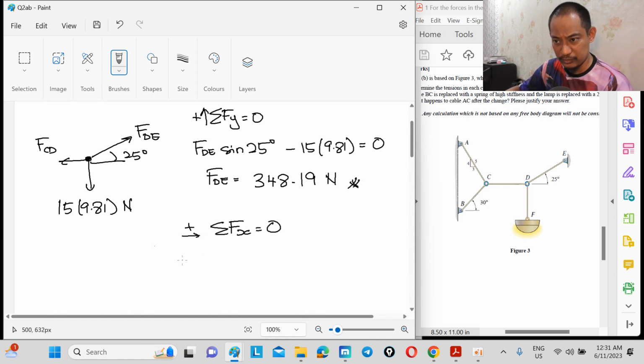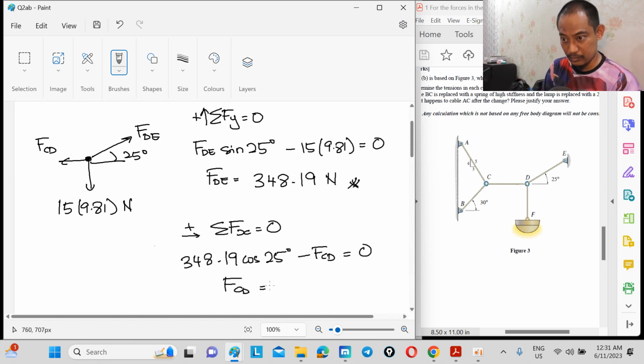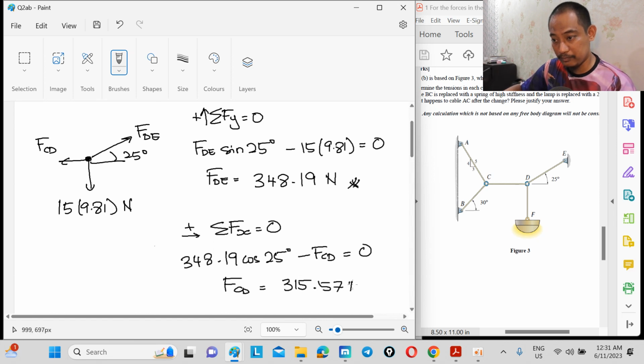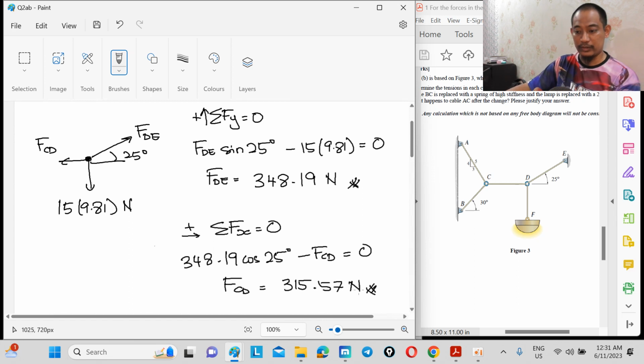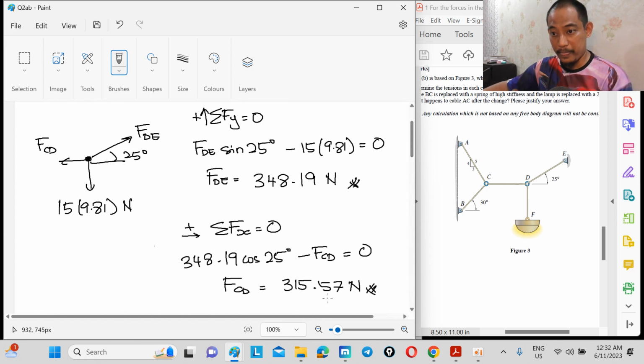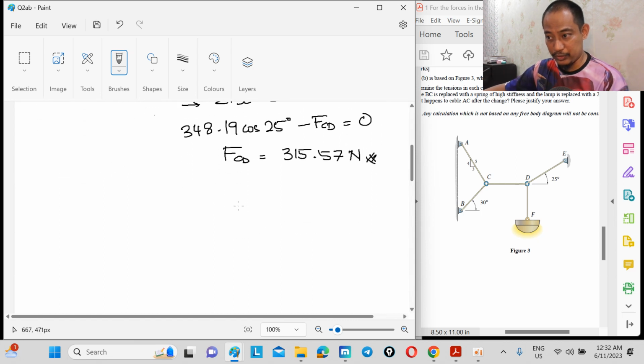So FDE we already have, so 348.19 cos 25 degrees minus FCD equal to 0. So from here we have FCD equal to 348.19 times cos 25, which is 315.57 Newton, right? All right, now we have this value, we can go to the next point, which is point C.